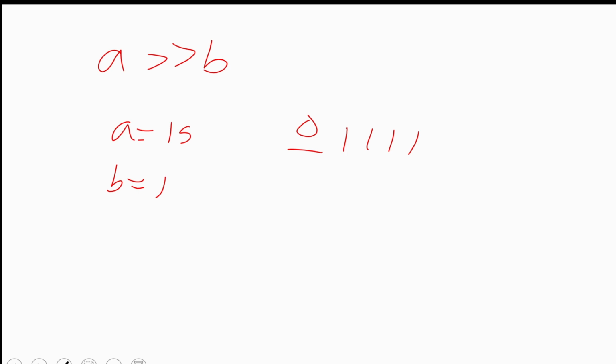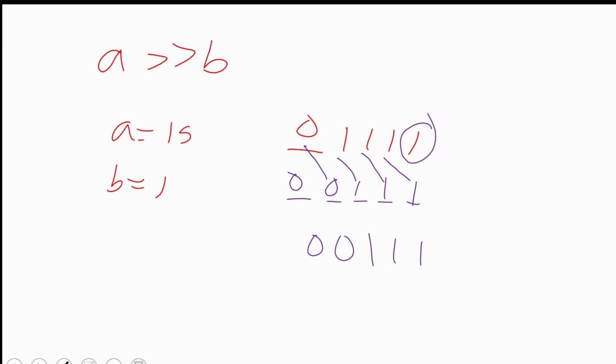Now I want to perform the right shift. If I'm performing the right shift, what will happen? This 0 you will get here, this 1 you will get here, this 1 here, this 1 here, and this last 1 you will lose. The LSB 1 you will lose. In the empty place you will get a 0. So you got the output as 0 0 1 1 1. Now if you convert this into a decimal number, you will get the output as 7.